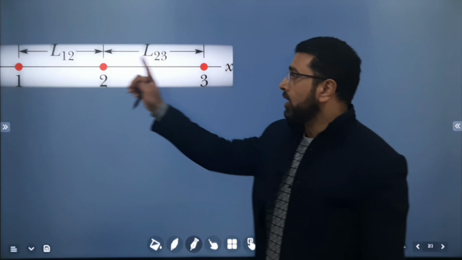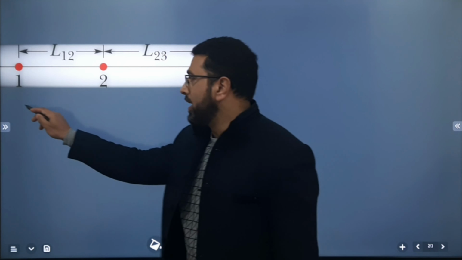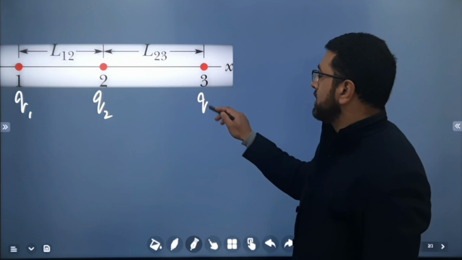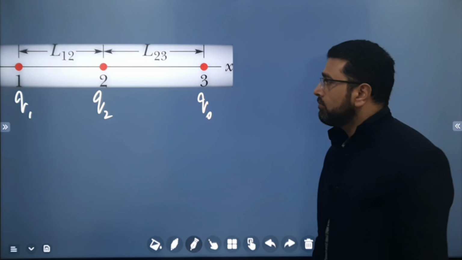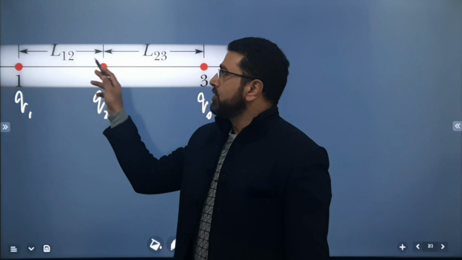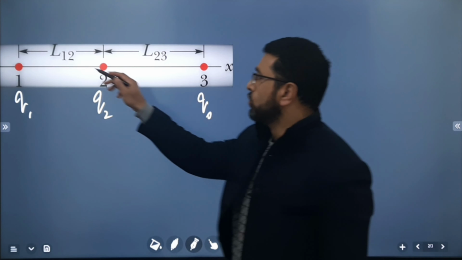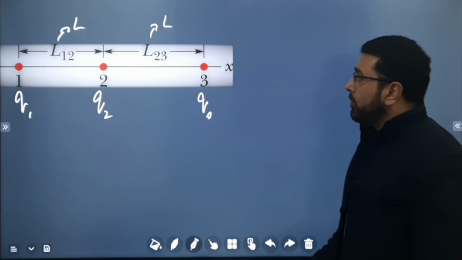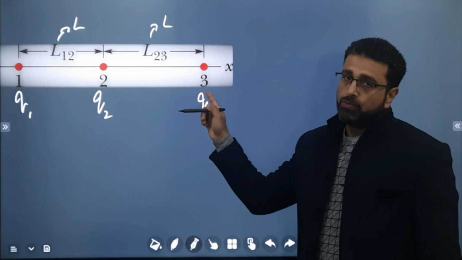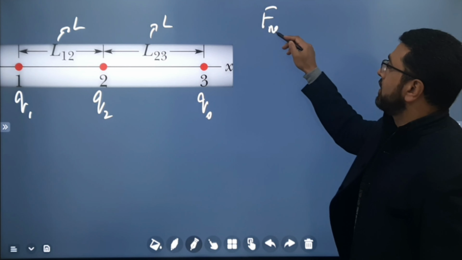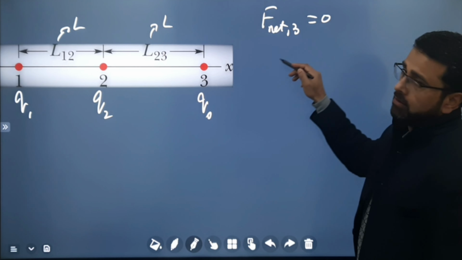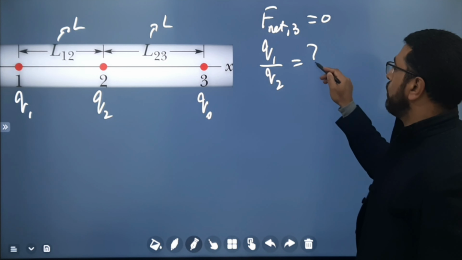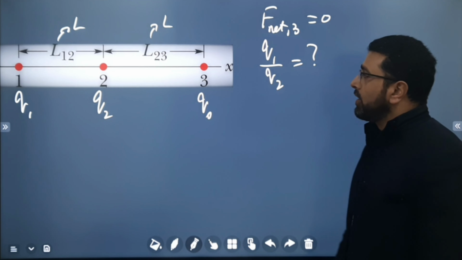Three particles are there. Particle 1, particle 2 and particle 3. Let's suppose particle 1 is having a charge of Q1, particle 2 is having a charge of Q2 and particle 3 is having a charge of Q0. This distance L12 is the same as L23, so I'll just call this L. We're being told that net force on particle 3 is 0. With that condition, we have to find the ratio of Q1 and Q2, Q1 divided by Q2.